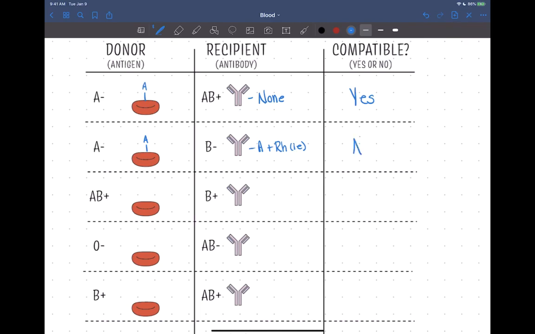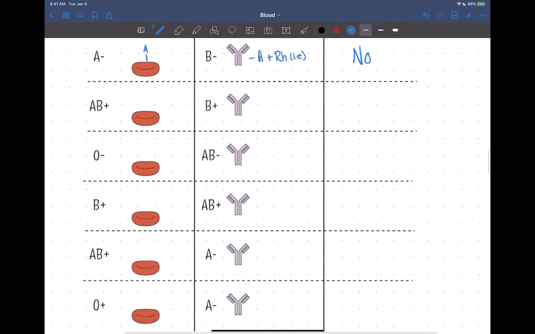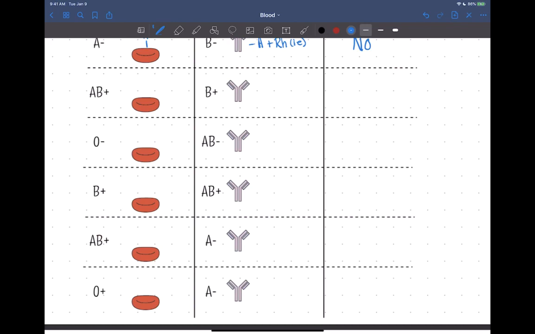All right, so this is not a compatible match. Okay, AB positive. So with AB positive, they're going to have all three on the surface, right? So A, B, and RH. All right, an individual with B positive blood would only have antibodies against A, all right? And so this A antibody would absolutely attack the A antigen on this donor's red blood cell. So this would not be a compatible match, so no.